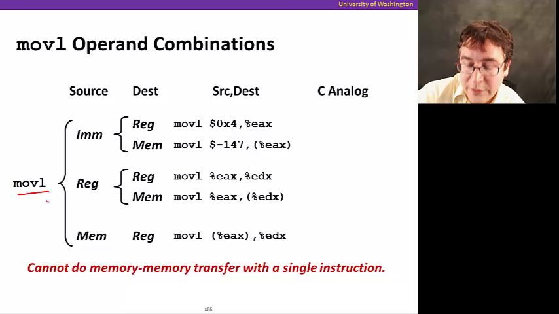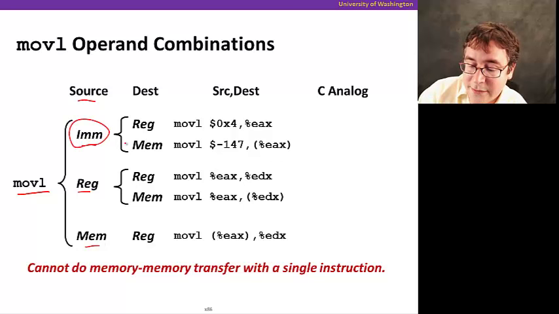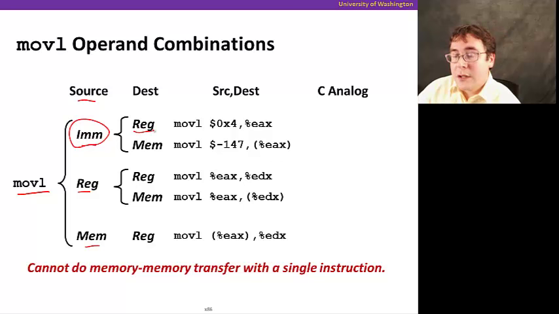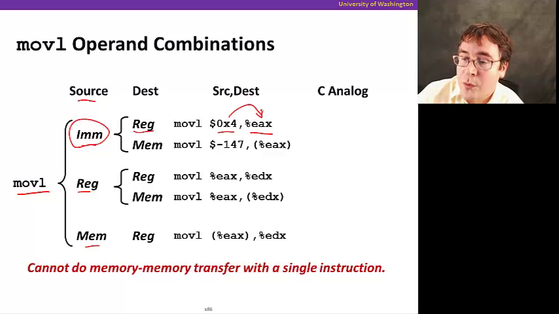For example, continuing with our move-val instruction, the source can be an immediate value, a register value, or a memory value. Suppose you have an immediate as a source operand, and then you can have a register as a destination operand. Here we have an example: four is a constant, so it is a source operand. EAX is the register. What this does is store the value hex four in register EAX.